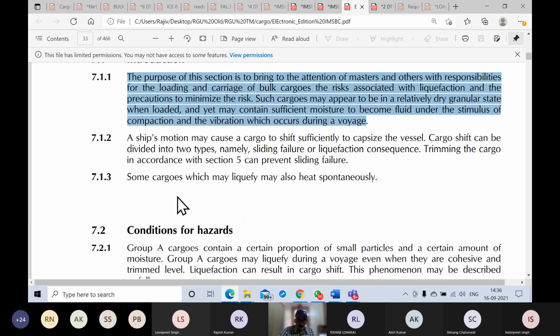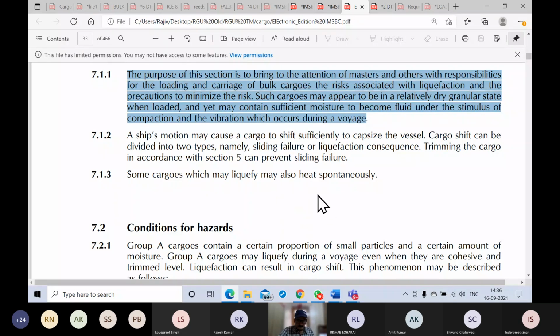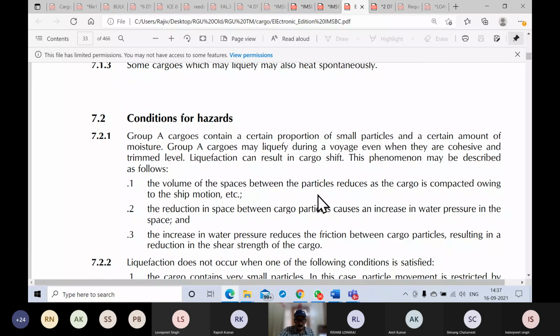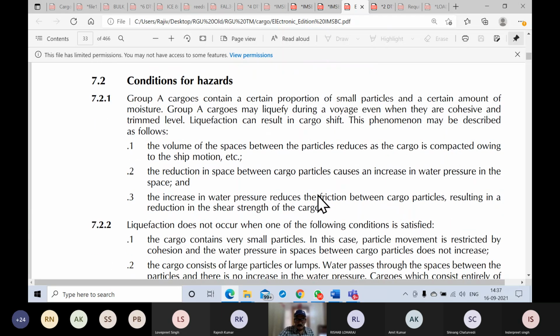There is also a point that some cargoes which may liquefy can also heat spontaneously. So this is also added concern. Not all, some of them. When liquefaction takes place, it can result in cargo shift because the cargo is in a flow state. It is moving around because of rolling, etc. Cargo is moving in a flow state. Then it is causing a concern. It's almost as if you have loaded liquid.